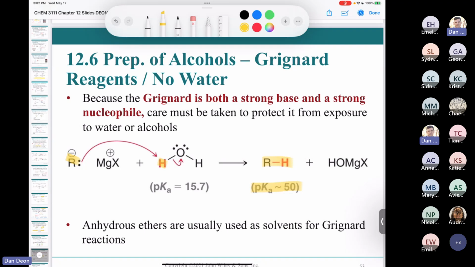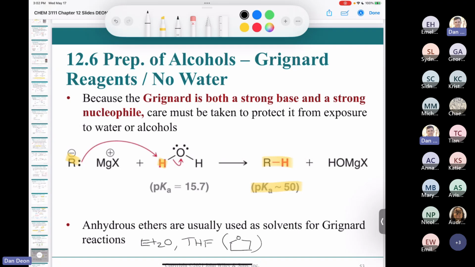And therefore, it says you have to use anhydrous ethers as solvents. So the ethers that we usually use are diethyl ether, so we'll put diethyl ether, or something called THF, which is tetrahydrofuran, which is just this cyclic ether here. All right, either one of those make good solvents.